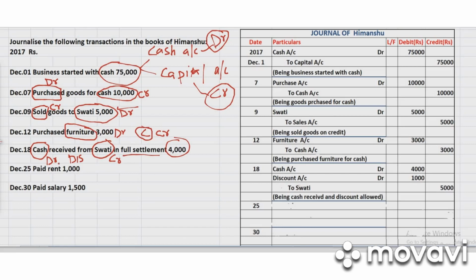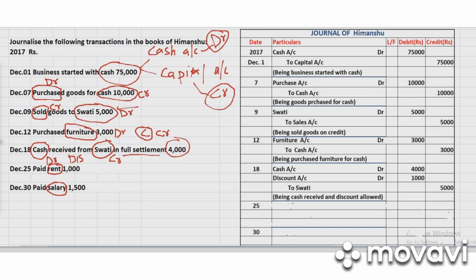What will you debit? You debit the expenses. In this case it is rent. In this case it is salary. You debit rent in the first case, credit cash. In the second case, debit salary, credit cash. So first case it will be rent account debited to cash account. Second case it will be salary account debited to cash account.